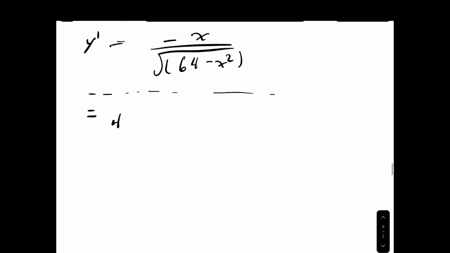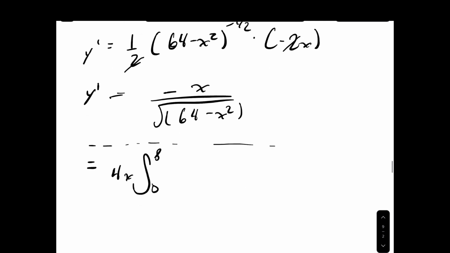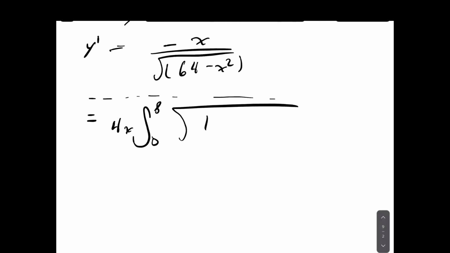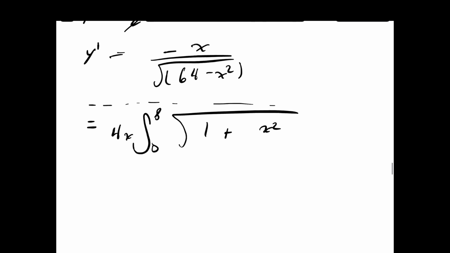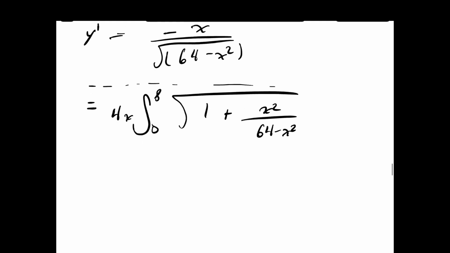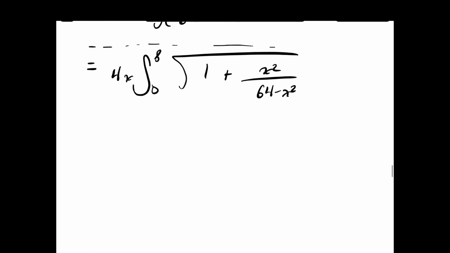All right, we'll have 4x, integral from 0 to 8, root 1 plus, if we square everything now, we're going to get x squared over 64 minus x squared. And then, oh, then he did some weird stuff here.